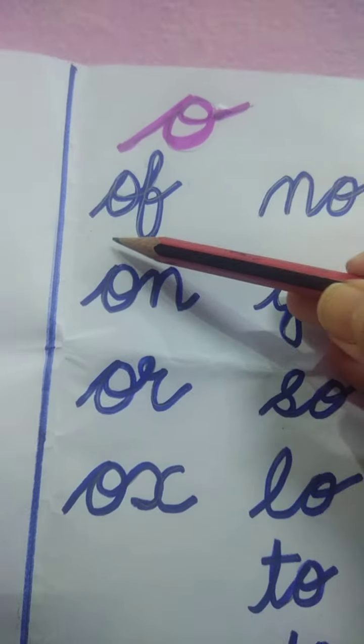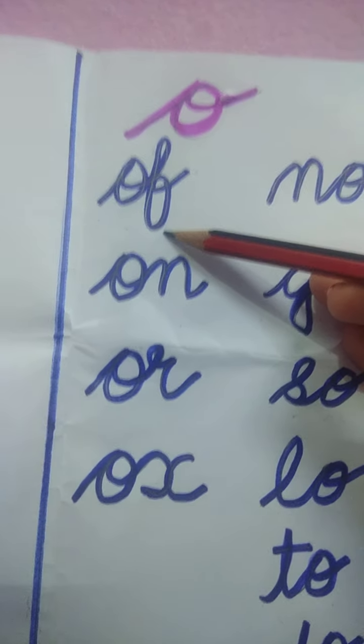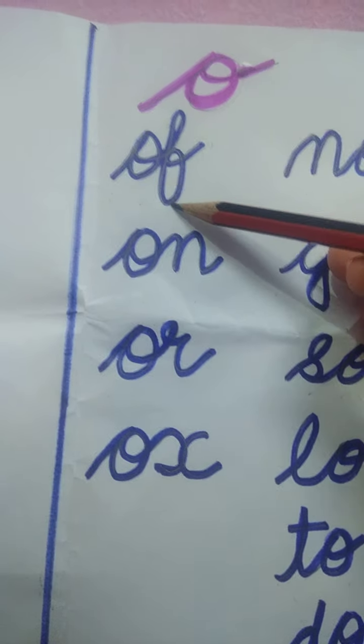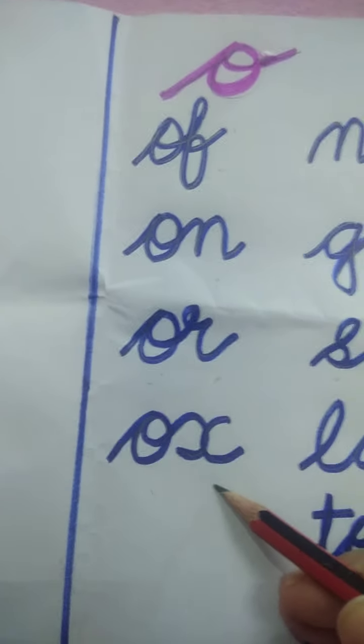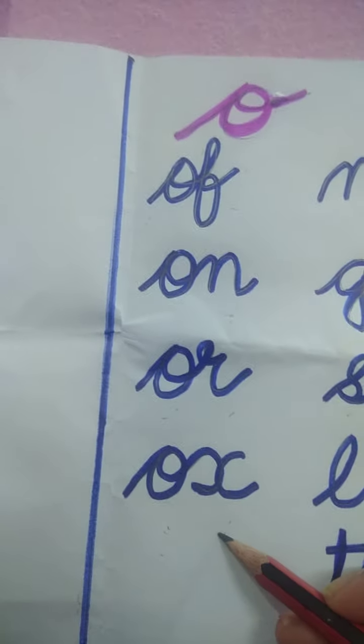Very good. Now we will take vowel number 4, that is O. First word is off. This will make the sound of off. Next is O and on. This will make the sound of on. Next is or. This will make the sound of or. Next is ox. This will make the sound of ox.